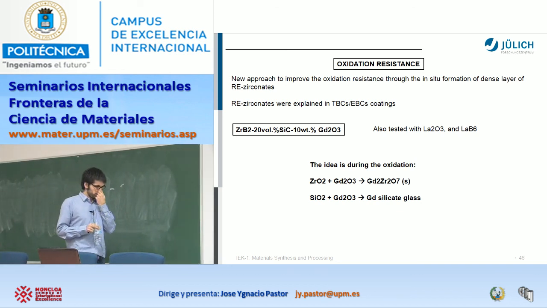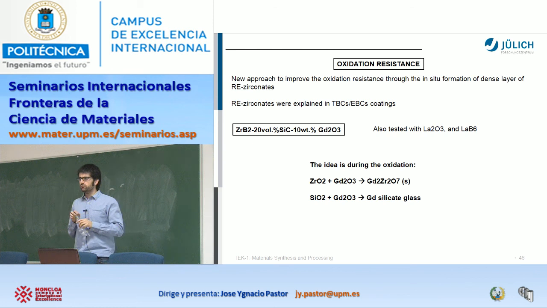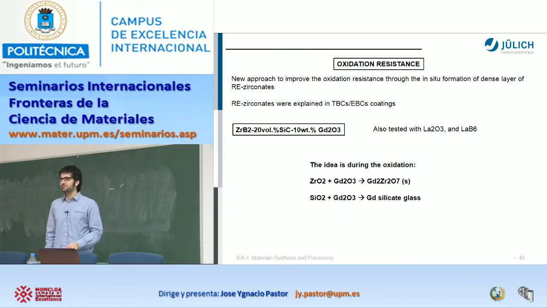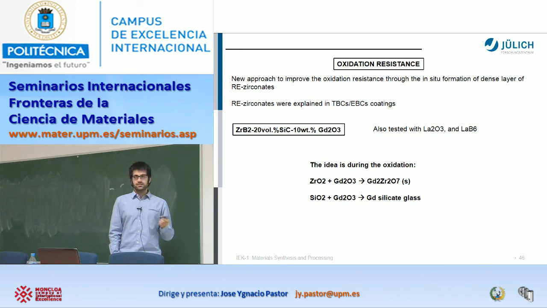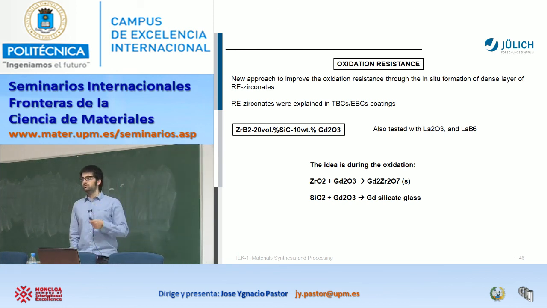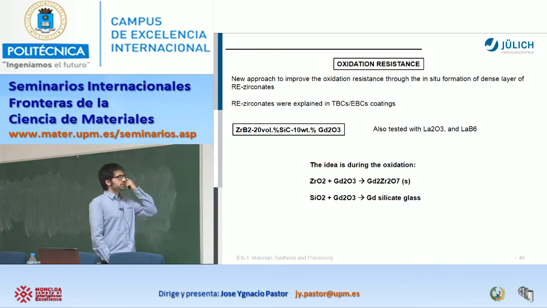If you remember yesterday, we were talking about new materials for TBCs that were called zirconates, gadolinium zirconates. Maybe you remember, it was only yesterday, okay? Try to make the effort. Then what we want to do here is to promote, instead of this glass, in situ the gadolinium zirconate, okay?